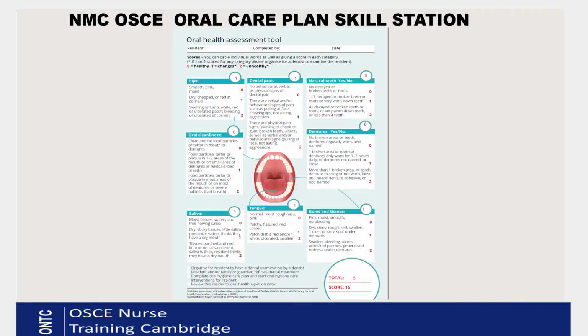So let's go through the first oral health assessment tool. As you can see, I've shown you that there will be a number in every circle. I have calculated the score on this one. I've completed it, so the total score is 5 for this one. So we will just do that total scoring. That's all you have to do.